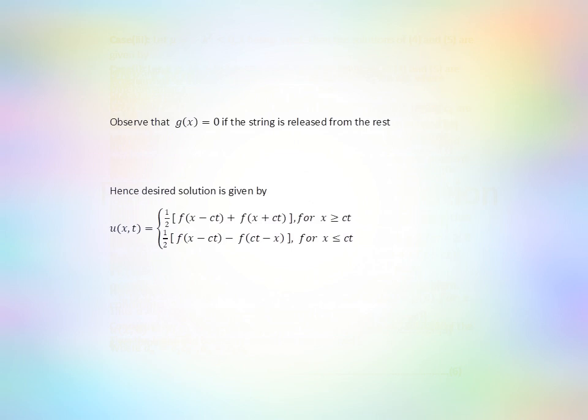Here the desired solution is given by u(x,t) equal to half of f(x minus ct) plus f(x plus ct) for x greater than or equal to ct, and half of f(x plus ct) minus f(ct minus x) for x less than or equal to ct. This completes our solution.